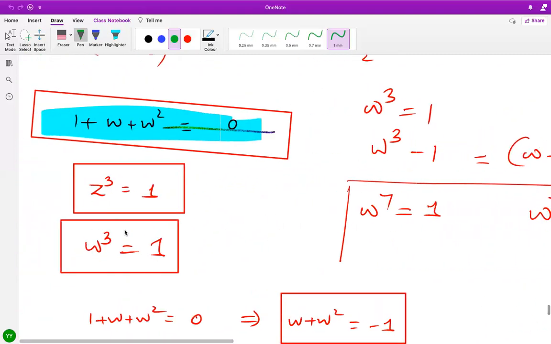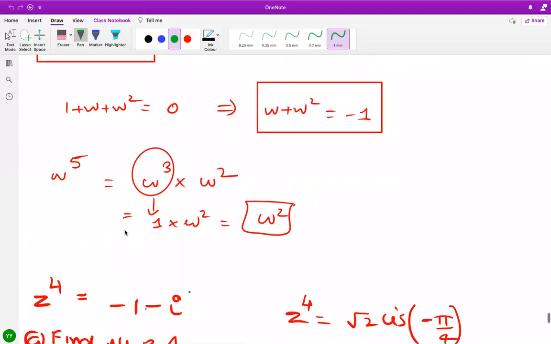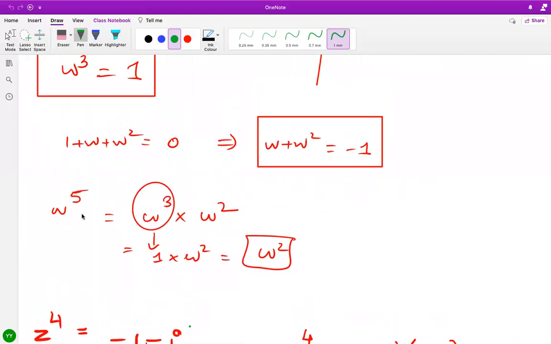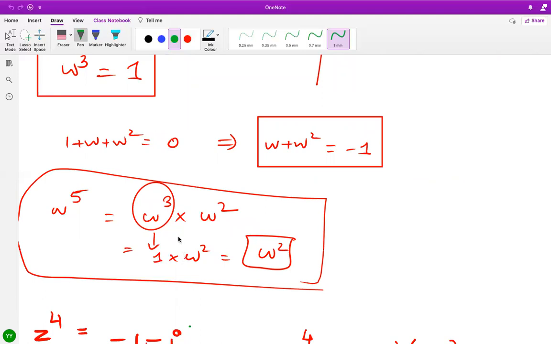Okay, now coming back to the properties. Another thing that is very interesting to discuss is omega to the power 5. Let's say you have omega to the power 5, I can write it as omega cubed times omega squared. Because you know omega is a cube root of unity, if I cube it, I get the answer as 1. So you can simplify questions like this. So this is the key concept about the cube roots of unity.